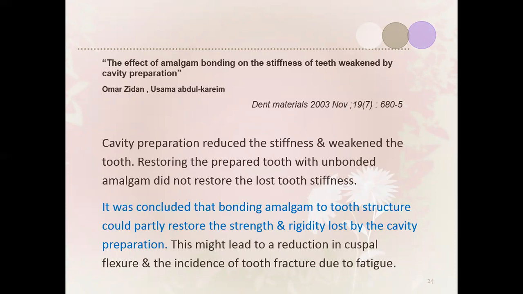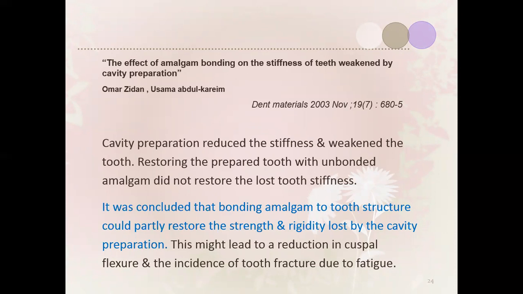So this is the article. In this, the effect of amalgam bonding on the stiffness of teeth weakened by cavity preparation. Cavity preparation reduced the stiffness and weakened the tooth. Restoring the prepared tooth with unbonded amalgam did not restore the lost tooth stiffness.